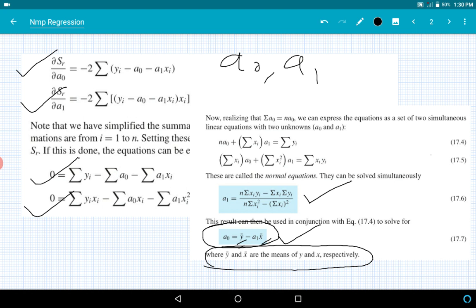So these are the two equations which help us come up with the values of a0 and a1 for a linear regression, which minimizes the LSE. LSE stands for least sum of squares error. That is very important. This is mostly used in the industry as well.